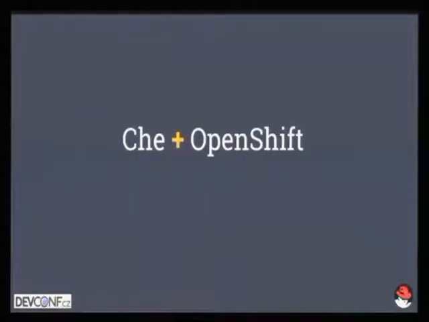So now let's see how they work together. We have seen how to run Che from the command line. Okay, so we just need Docker. To run it on OpenShift, we'll just have to define a Che template. That's not really hard to do. We just need to have a privileged container that will need to run.